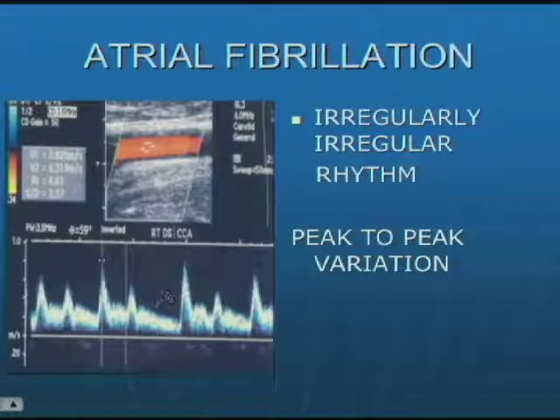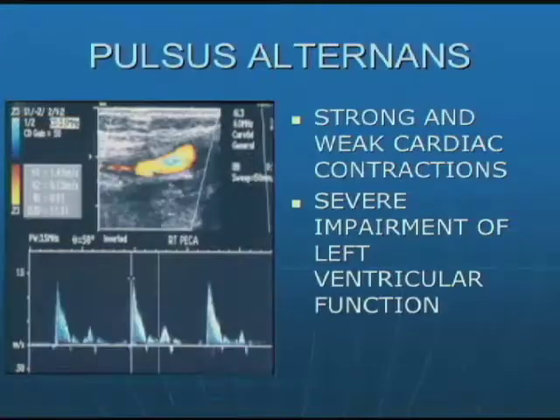So there is peak-to-peak variation, and the technologist, of course, then has to pick out something that reflects a kind of an average velocity. So there may be some variability from exam to exam because of this rhythm abnormality.